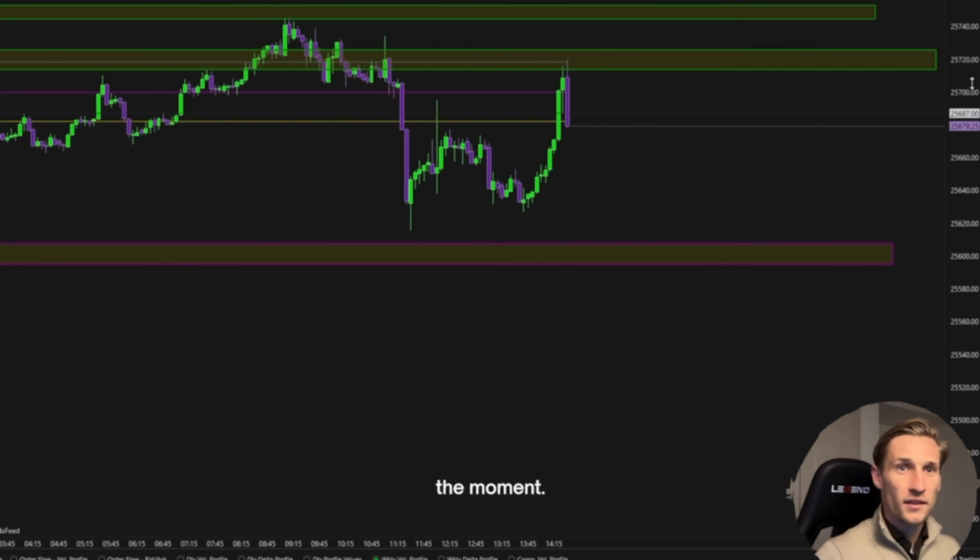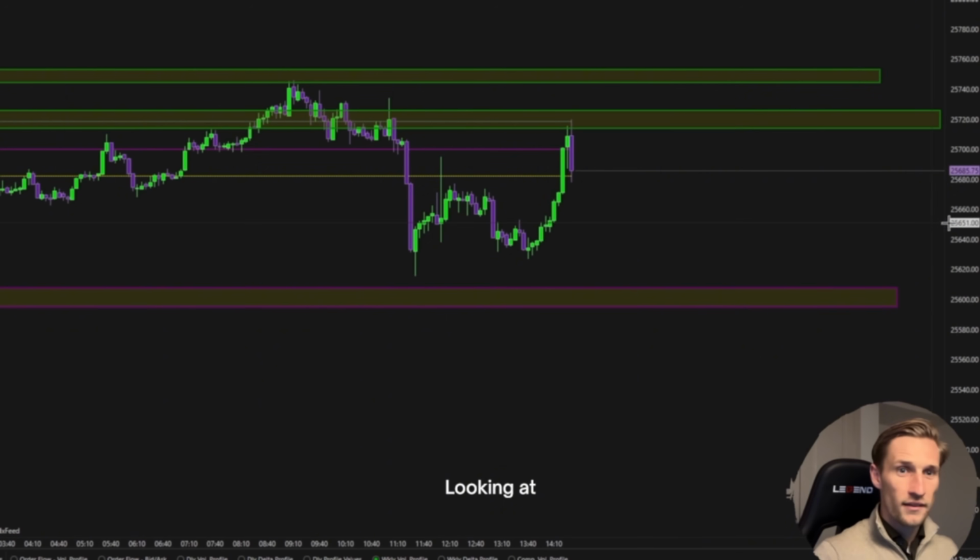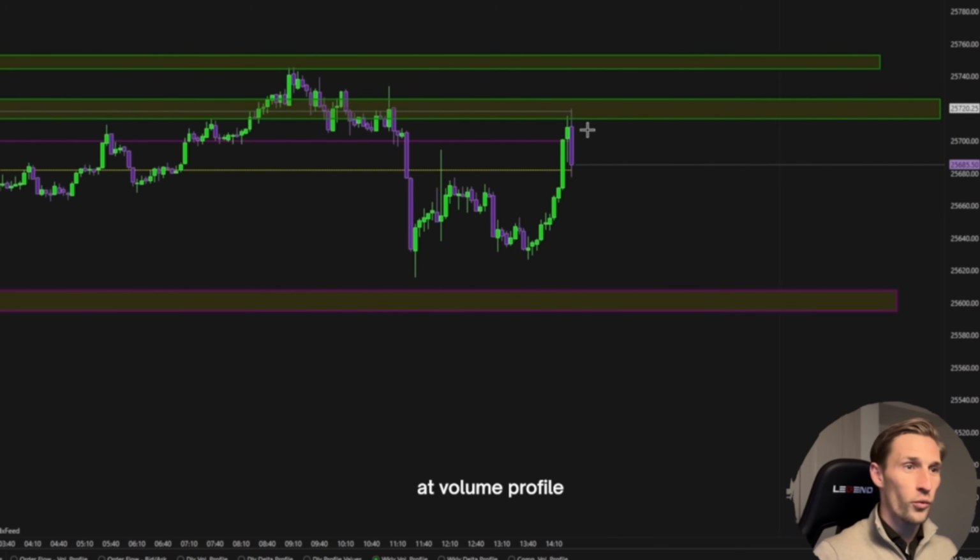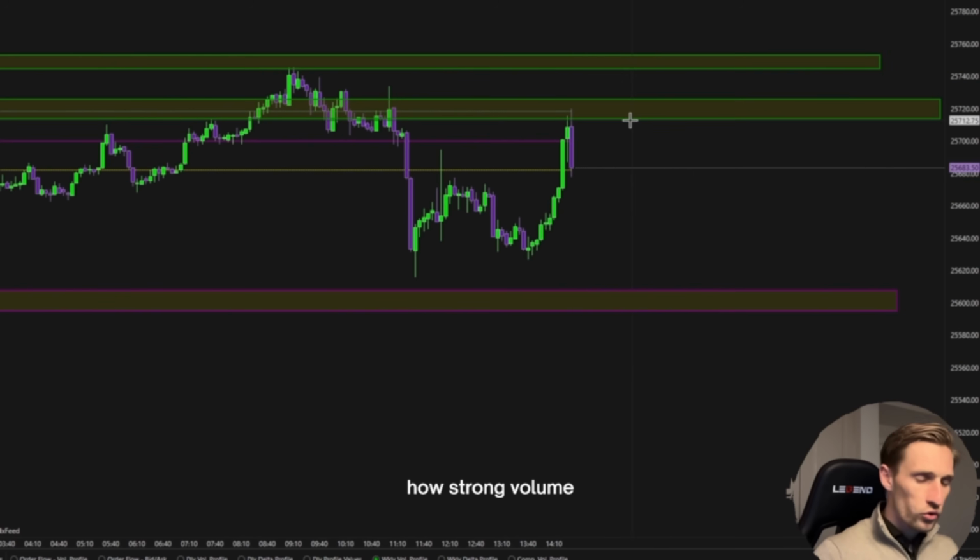But we are not trading at the moment. We are looking at how price is behaving at volume profile. So this is already a beautiful example of how strong volume is.